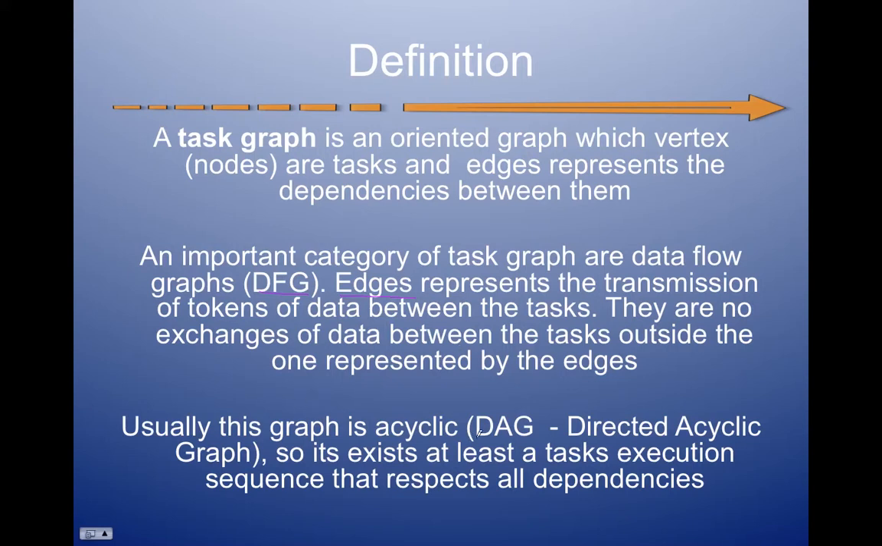Usually a task graph is acyclic. We call that a DAG, directed acyclic graph. And when it's a DAG, there is at least one execution sequence that respects all the dependencies. If there is a loop in the task graph, this is not true.